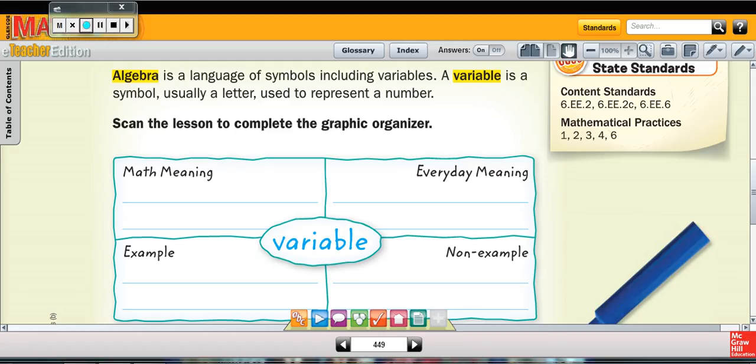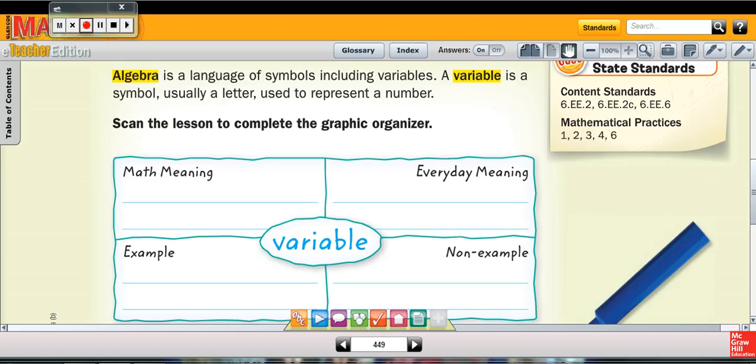So for example, variables you might have x, you might have n, m. It doesn't matter what the variable is. I typically use a variable that starts with a similar letter. So if I am using it to represent a piece of cake, I might use a C. If I'm using it to represent pi, I might use the P. Okay? It's a lowercase letter that we're going to use to represent and take the place of a value of a number. So let's fill in this graphic organizer here.